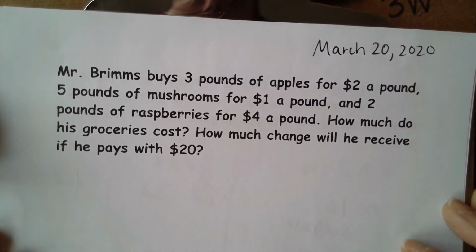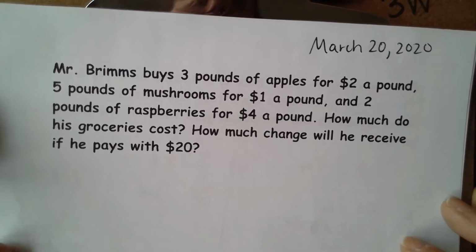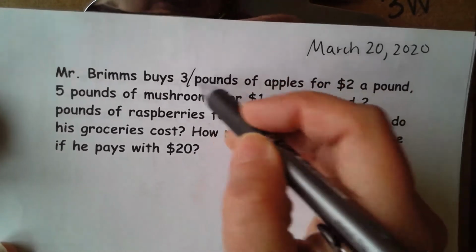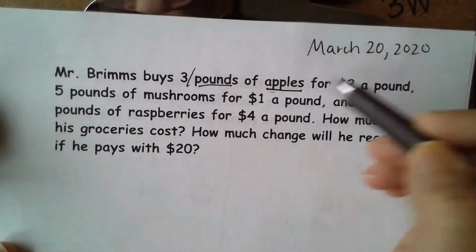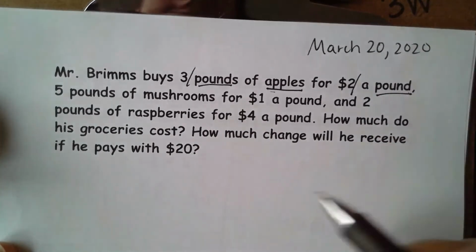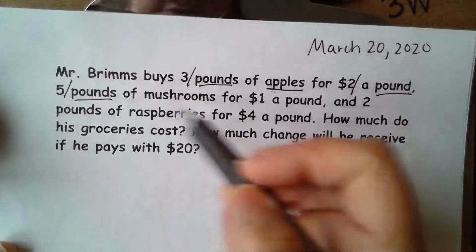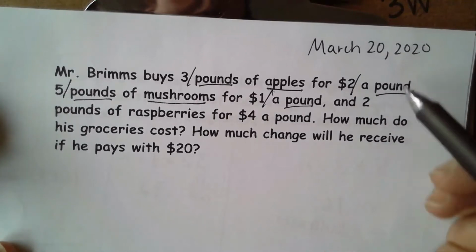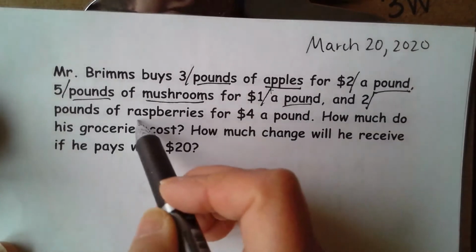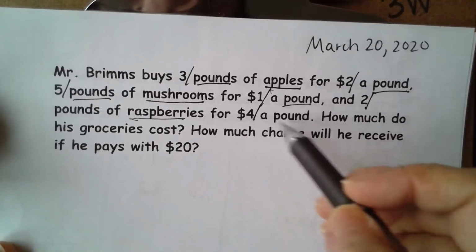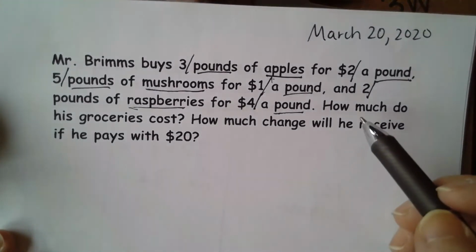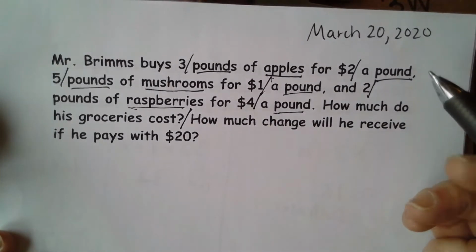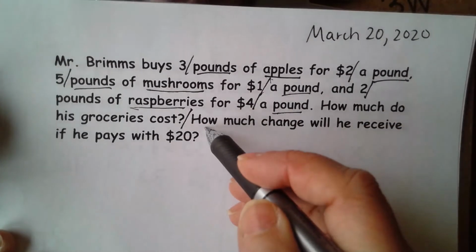Okay, so I'm going to read this carefully and chunk and underline important words. Mr. Brims buys 3 pounds of apples for $2 a pound, 5 pounds of mushrooms for $1 a pound, and 2 pounds of raspberries for $4 a pound. How much do his groceries cost? Chunk. How much change will he receive if he pays with $20?